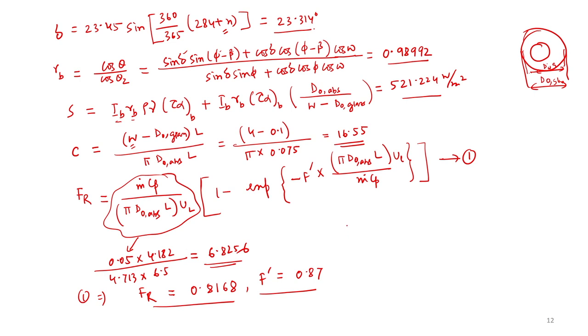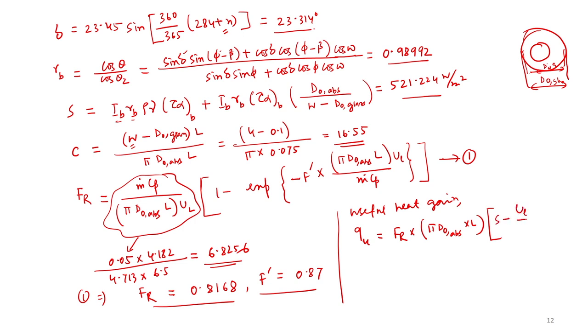So, once we have this, then what you can calculate is useful heat gain, which is represented by Q_U, is F_R multiplied by pi D_o absorber multiplied by L, then this is S minus U_L by C, then T_FI minus T_A. Okay, this is fluid inlet to the ambient. Then if we substitute these values F_R and other values, then this is found to be 27.35 kilowatt. Okay.